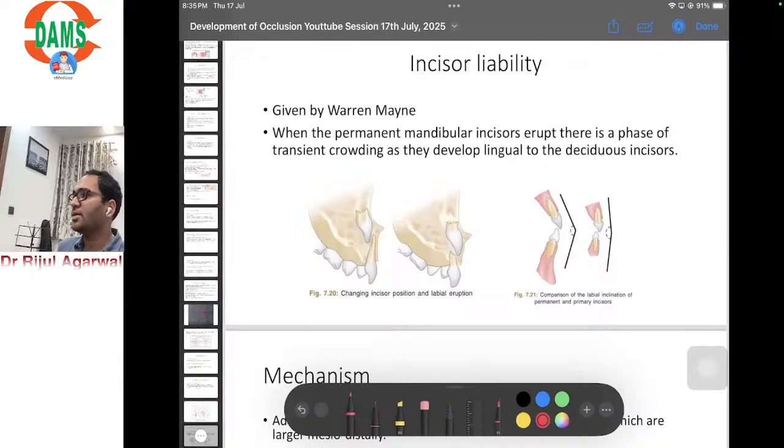How is this liability taken care of? First, the permanent mandibular incisors, when they erupt, initially show a feature of transient crowding as they develop lingual to the deciduous incisors.